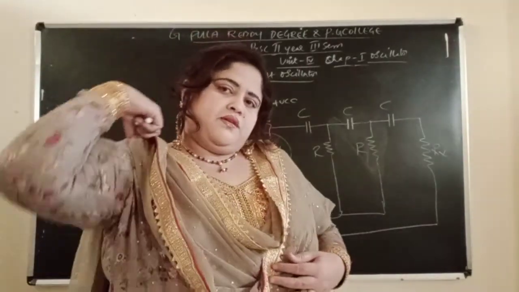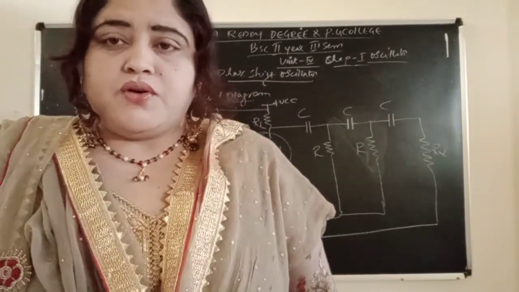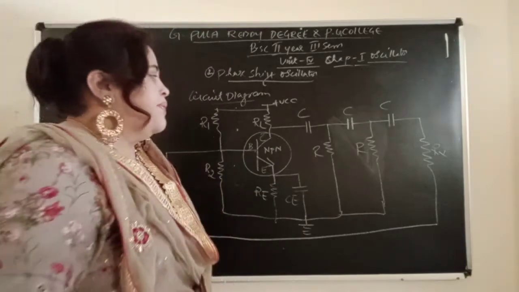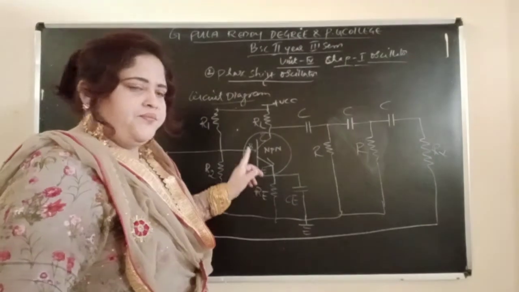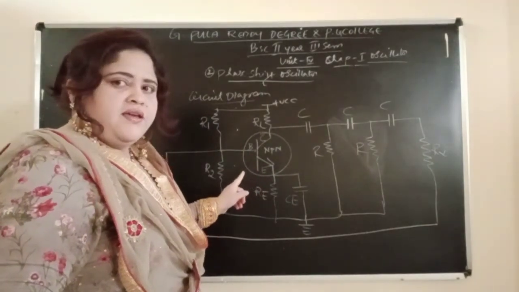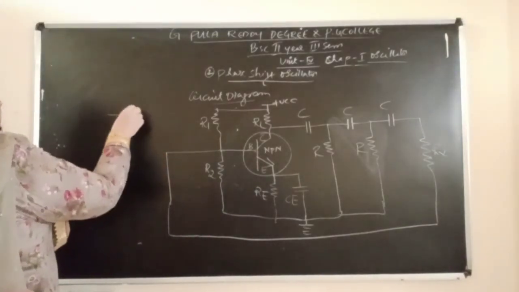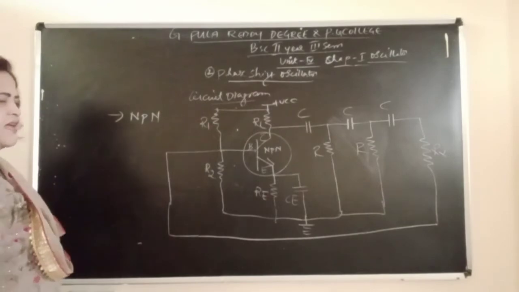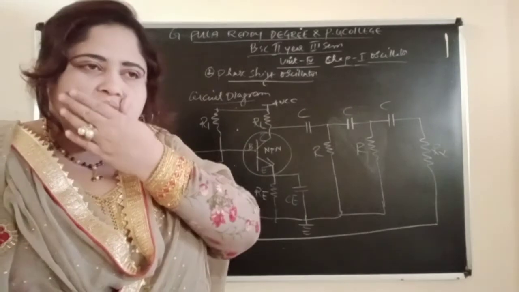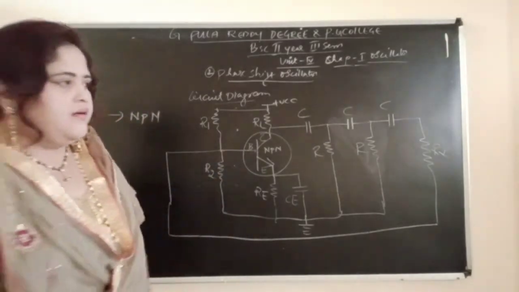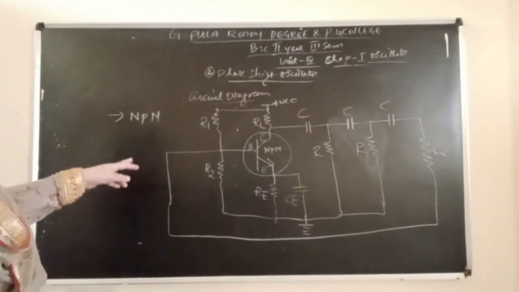Now we are going to study the circuit description of the RC phase shift oscillator. What is the main thing in this circuit description? See here. The circuit consists of an NPN transistor, the first point. Now, what are the resistors R1 and R2? It is a common emitter type.